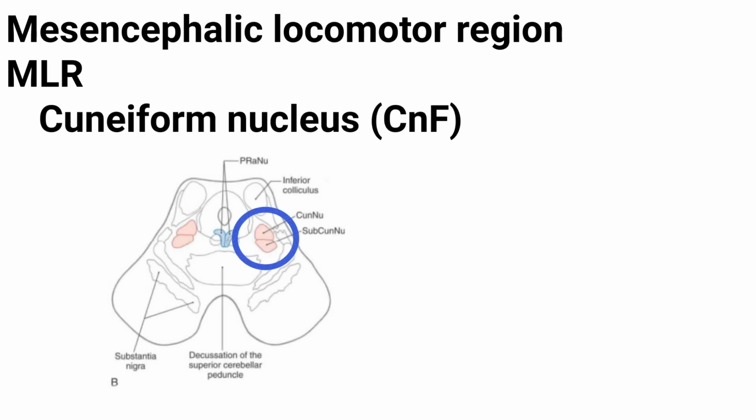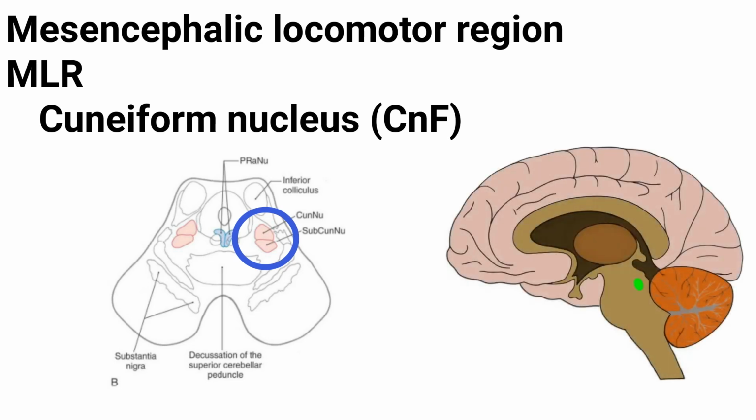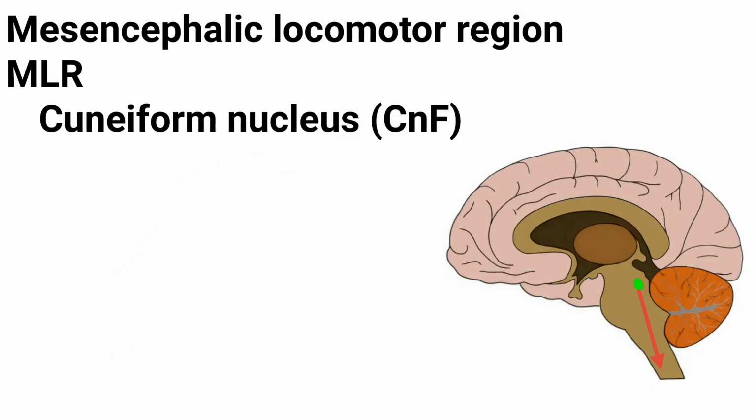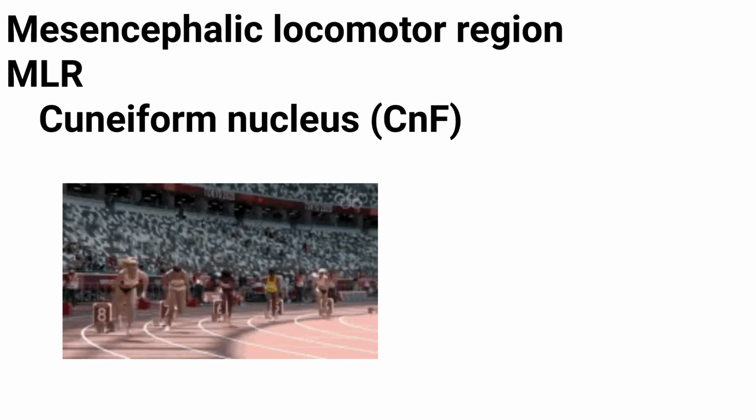CNF, by contrast, is more limited in anatomical and functional scope. Its main connections are with downstream medial reticular formation structures in the brainstem. Its primary function is in the initiation of locomotion and control of speed.